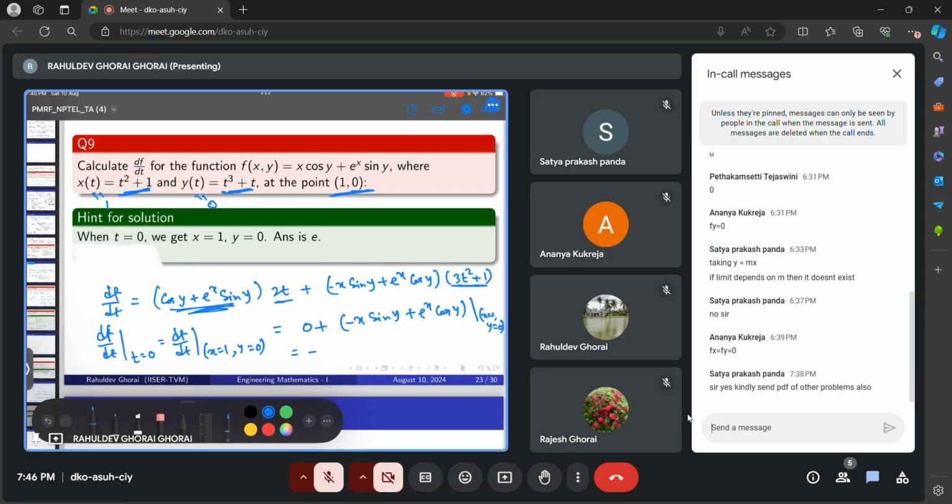That implies minus 1 times sin 0 plus e to the power 1 times cos 0. Sin 0 is, sorry, sin 0 is 0, cos 0 is equal to 1. So the answer will be right. Is that how you got it?